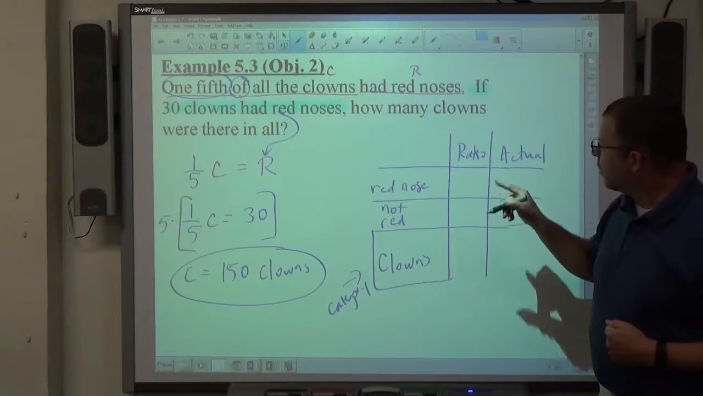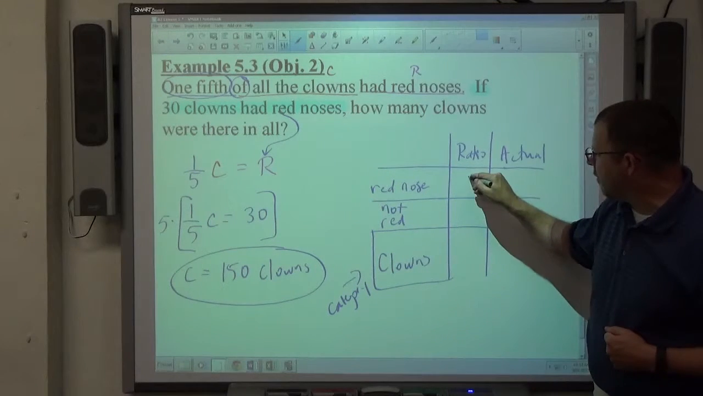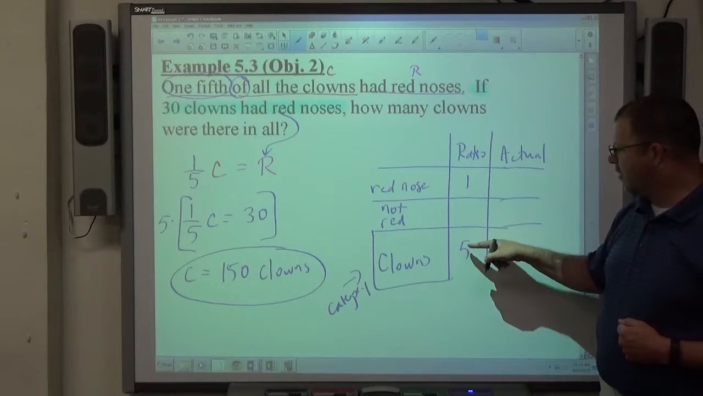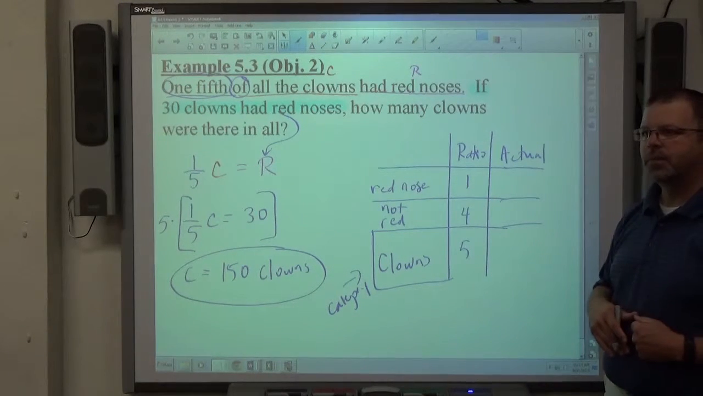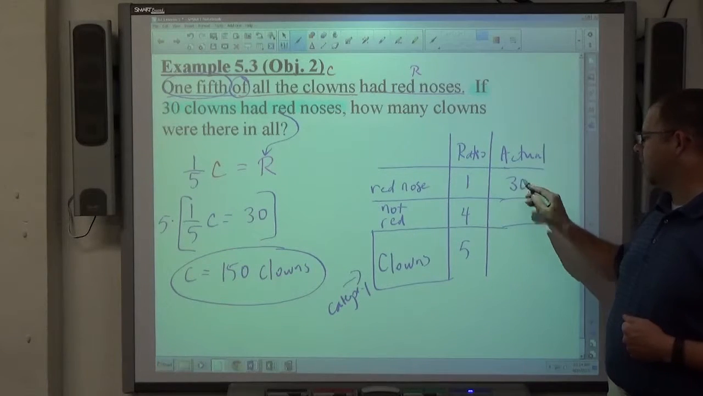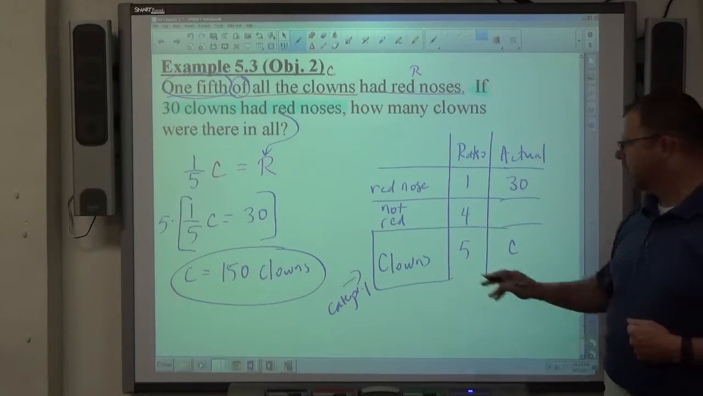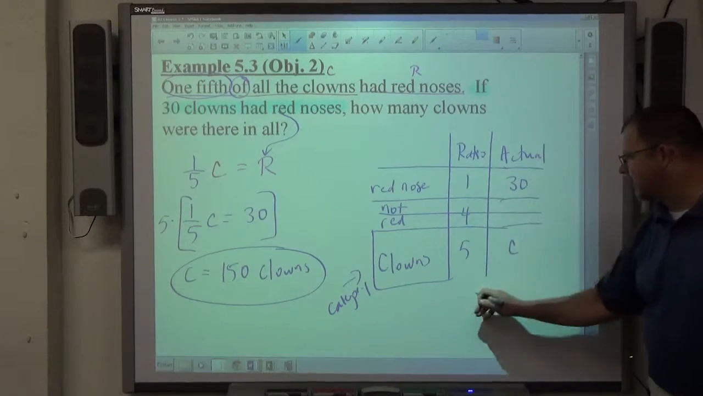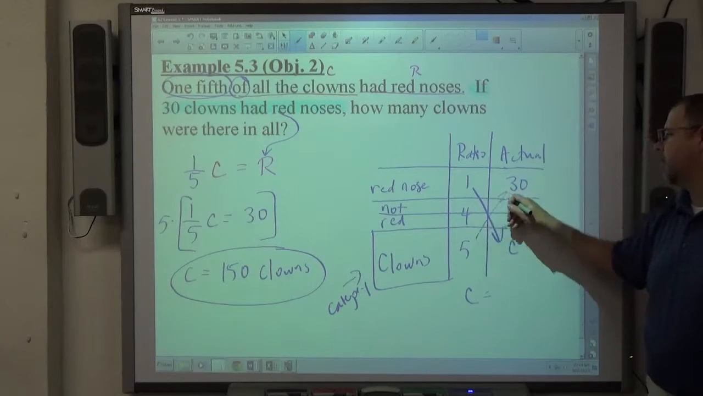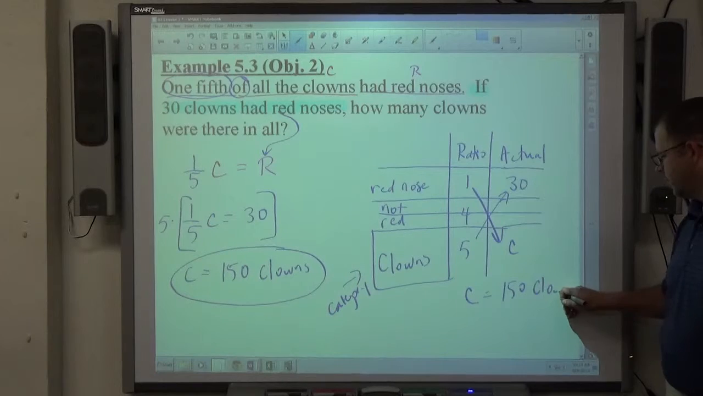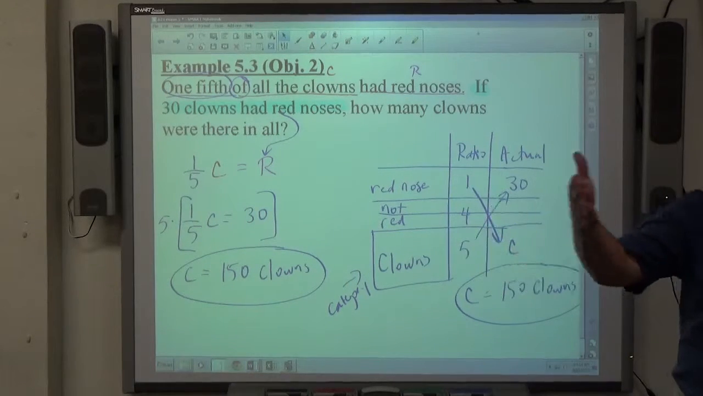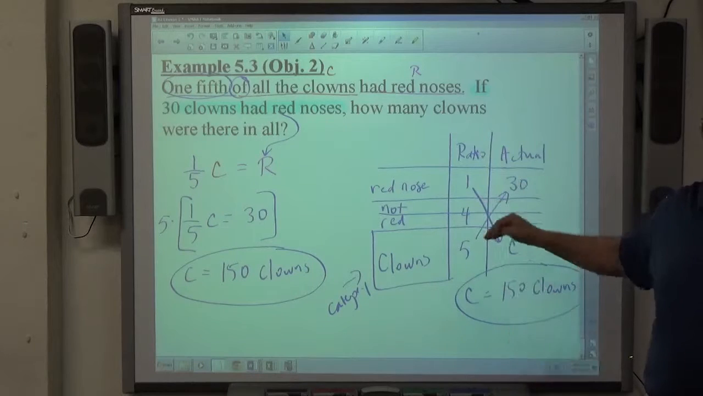So the ratio they give me is 1/5 had red noses. So every 5 clowns, 1 had a red nose. That means every 5 clowns, 4 did not have a red nose. And they give me 30 clowns had red noses. How many clowns were there in all? So this actually isn't necessary, but we can create this ratio chart. 1 times C, that product equals 5 times 30. And that technique works also. So anytime you're dealing with a categorical statement, some fraction of some group had some characteristic, you can create a ratio chart that works also.